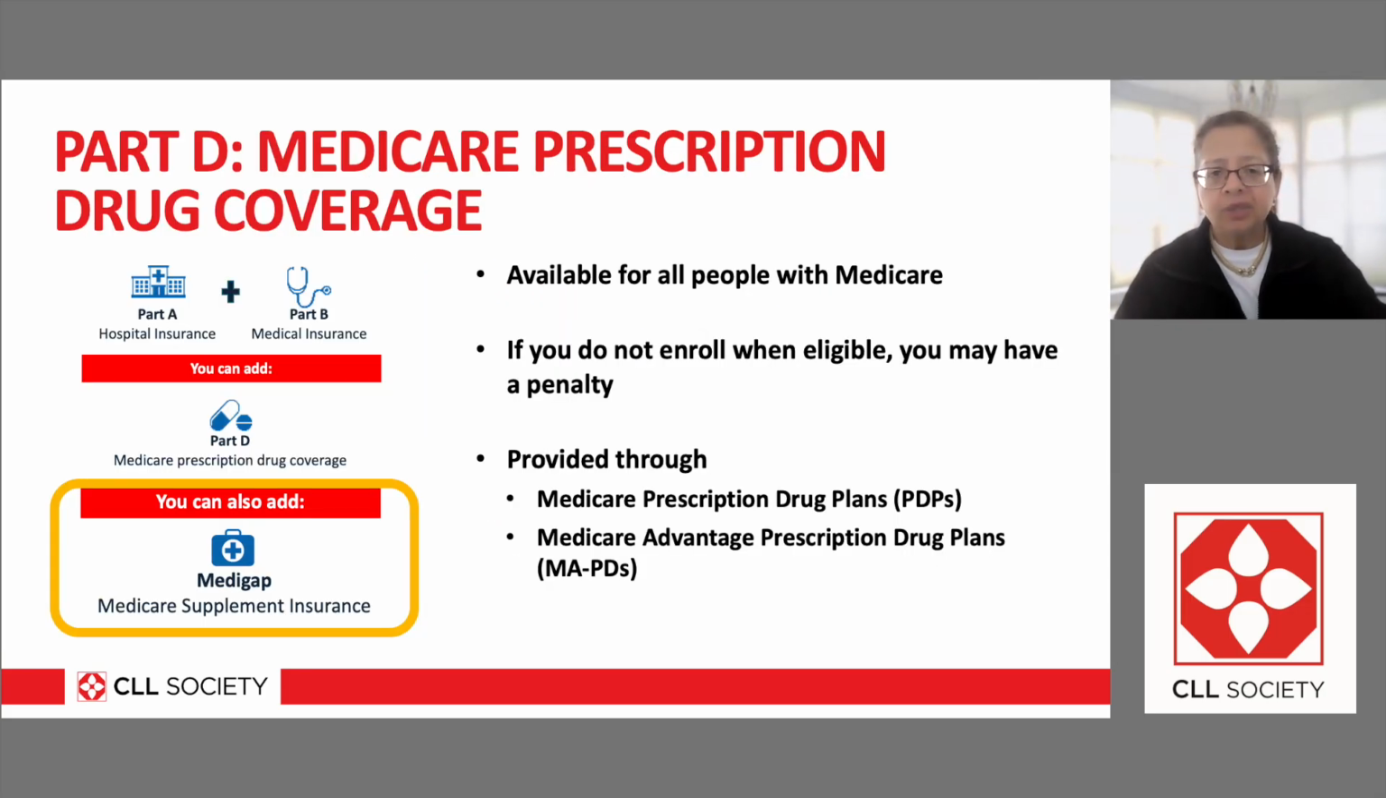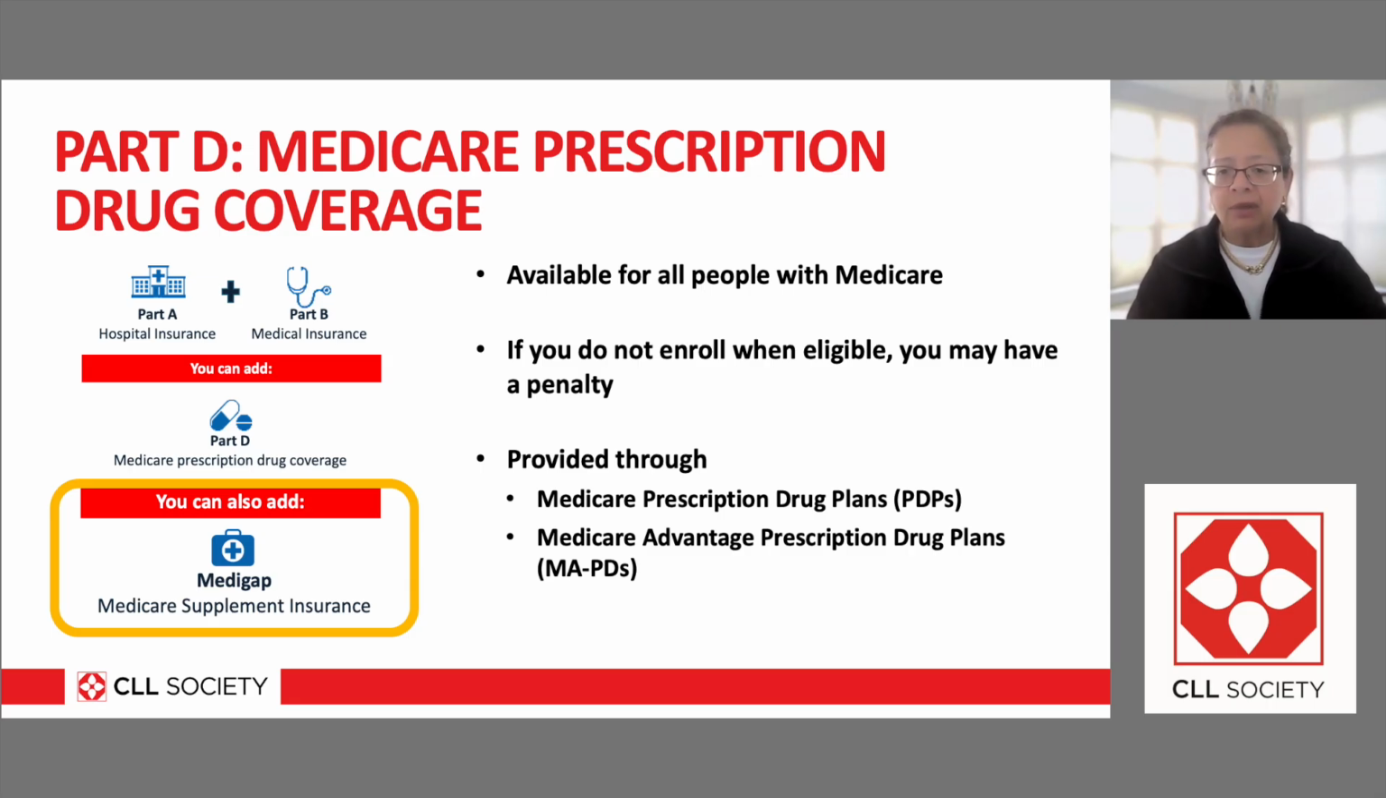Okay, now we're getting to Part D. So this is, again, pills, tablets, anything self-administered. That's what's covered with a Part D plan. And everyone who has Medicare is entitled to buy a Part D plan. In Medicare Advantage, again, Part D is rolled up into your Medicare Advantage plan. And if you have traditional Medicare, then you buy a Part D plan.